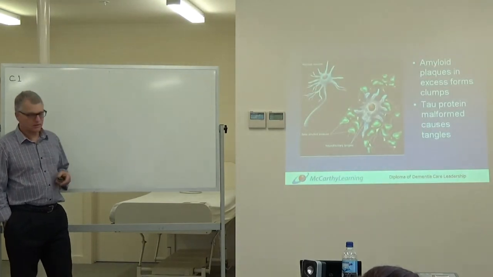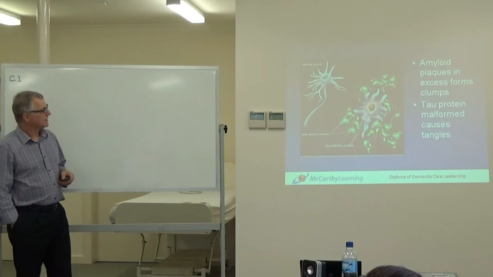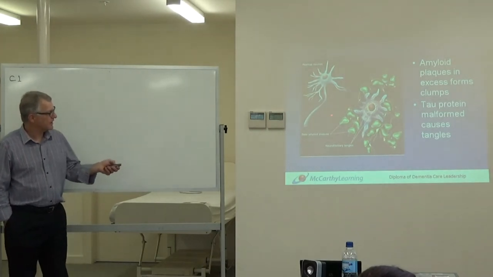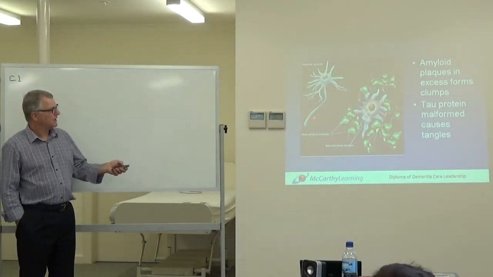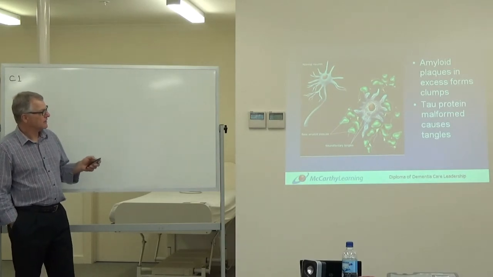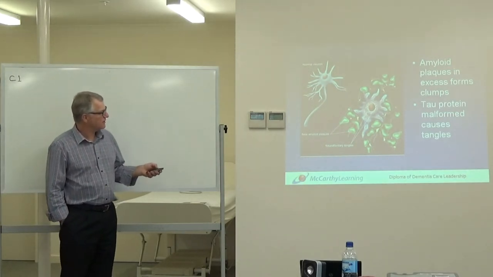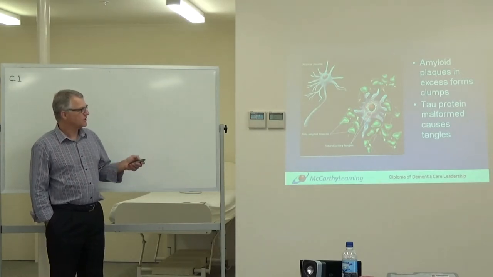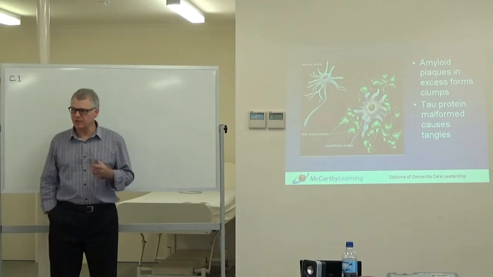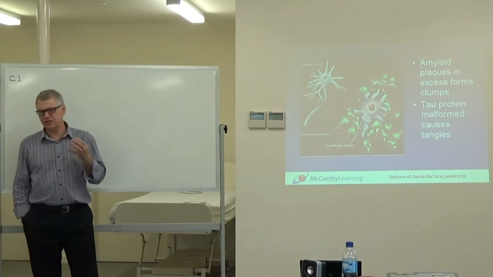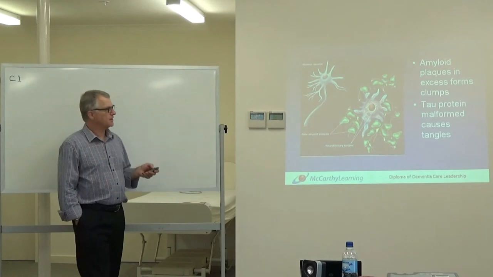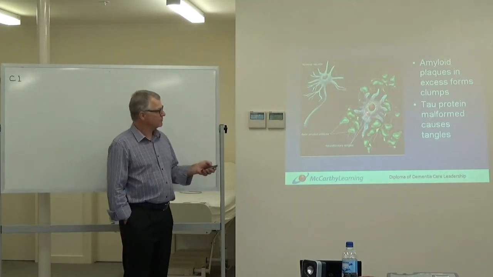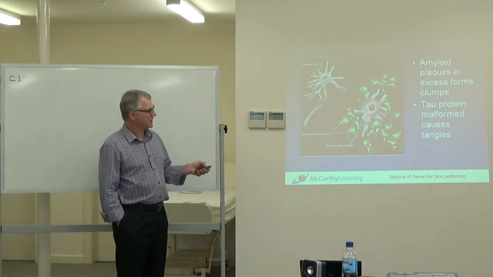Here, in a very modern depiction, we've got a normally functioning neuron up in the top left-hand corner, and then amyloid plaques around the cell, preventing it from functioning appropriately, and then the neurofibrillary tangles inside the brain cell. The neurofibrillary tangles are comprised of a protein called tau, T-A-U. And that tau is malformed, causing the tangles inside the cell.